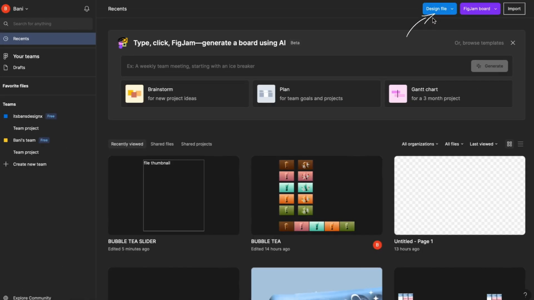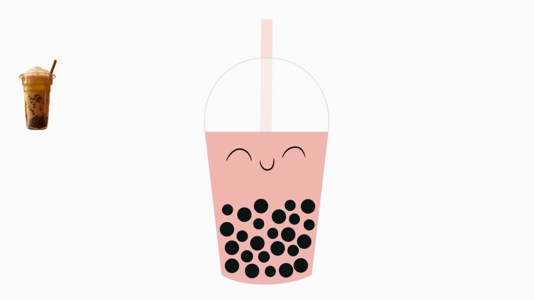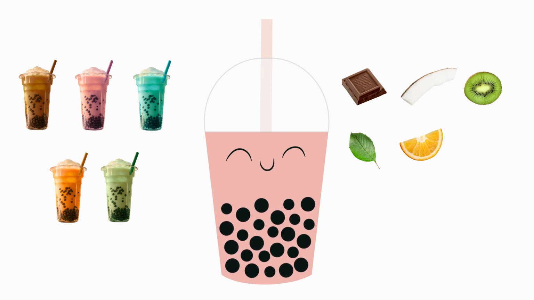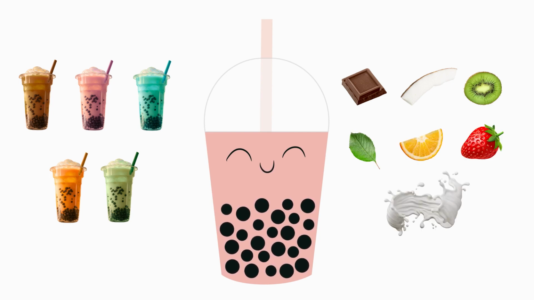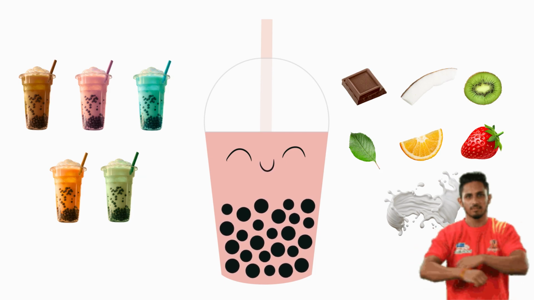Open your design file and navigate to either drafts or your team project if you're collaborating. I have already set up my workspace, so I'm going to proceed with my designated folder. Within your workspace, ensure you have all the necessary elements set up, including the bubble tea and the ingredients. For viewers interested in accessing the resources used in the video, they can refer to the description below.